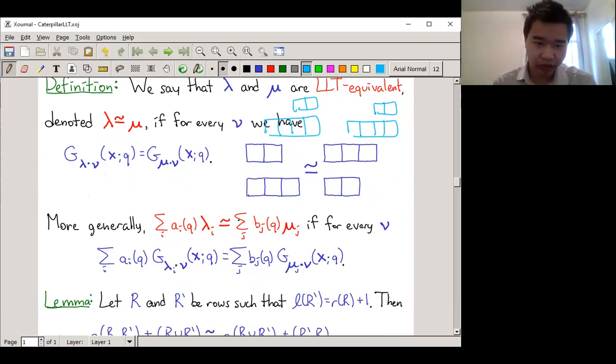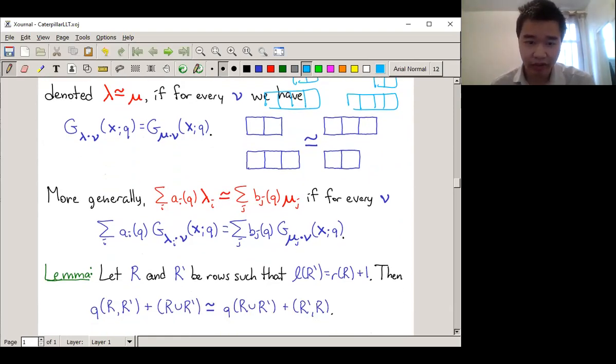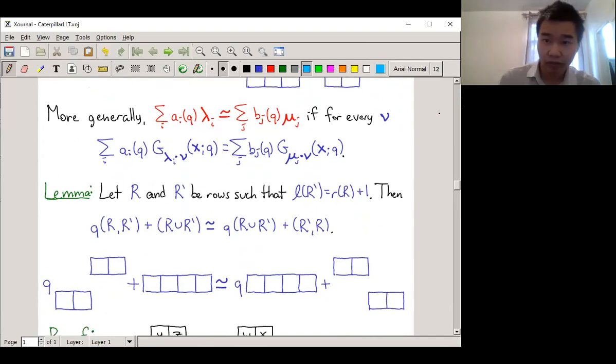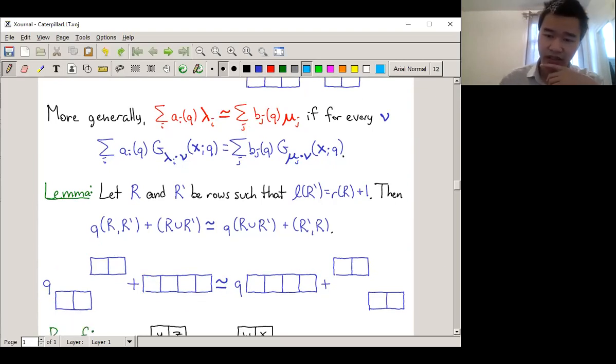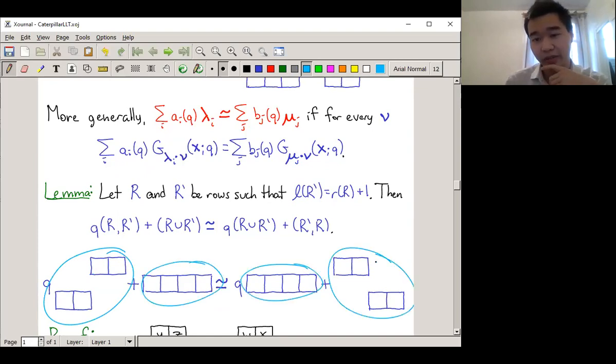This might look a little complicated, but I'll just show you in an example the kind of thing that I'm describing here. So I claim that these expressions in blue are LLT equivalent. What this means is that q times this LLT polynomial plus this LLT polynomial gives you this thing on the right-hand side. If we were to prove it, really all I need to do is show you a bijection between tableaux that are either of this shape or this shape, and tableaux that are of this shape or this shape, such that it preserves weight and inversions and such.